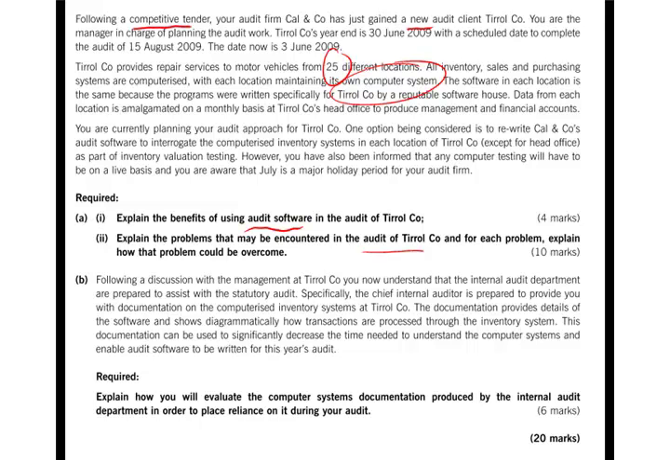At least the software in each location is the same, because the programs were specifically written. But sometimes specifically written programs may not be as good or robust or kept as well up to date as package programs. The trouble with specifically written programs is that you are the only user, and it can be expensive to ensure that they're always up to date. Training can also be more expensive. Data from each location is amalgamated on a monthly basis. That's okay, to produce management and financial accounts.